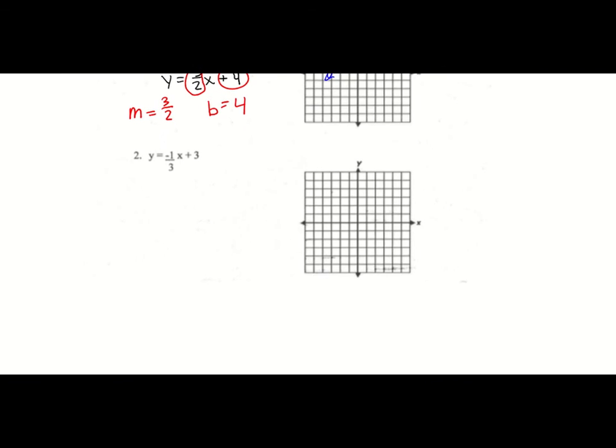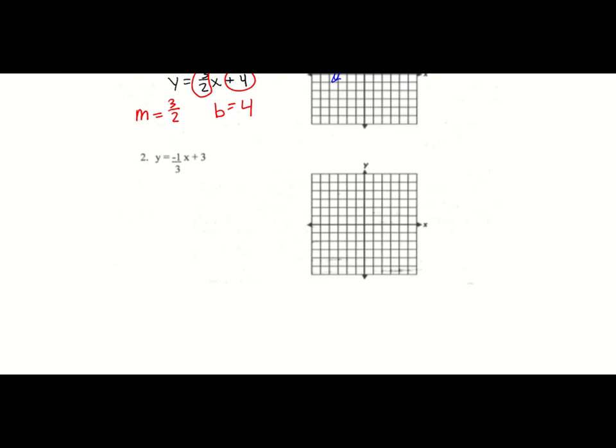Okay, we've got one more example down here. My first step, solve for y, is already done for me. So all I have to do for this one is identify my slope, which is a -1/3, and my b, which is a positive 3. Then I can graph. I'm going to graph positive 3. And then my slope this time, I'm going down 1, a -1, and over 1, 2, 3.